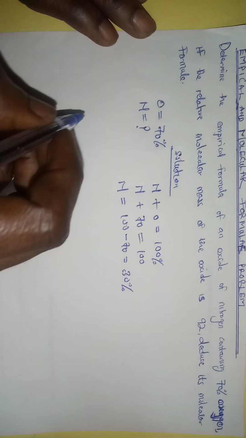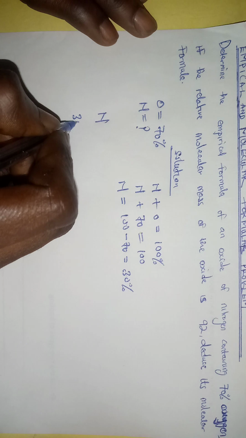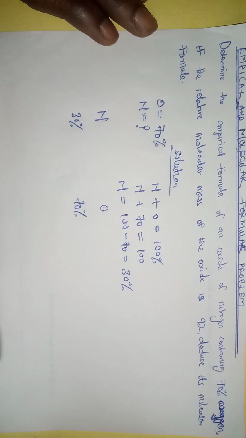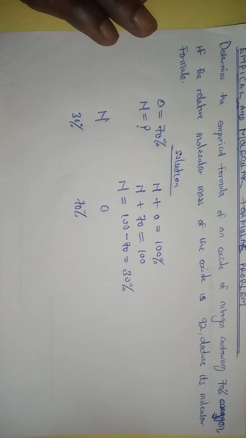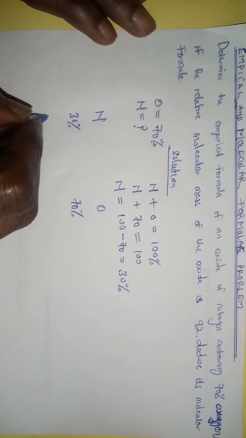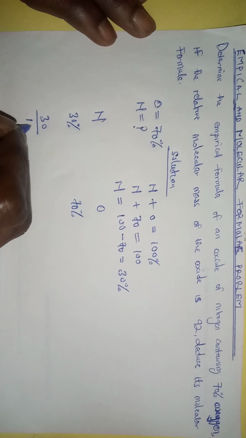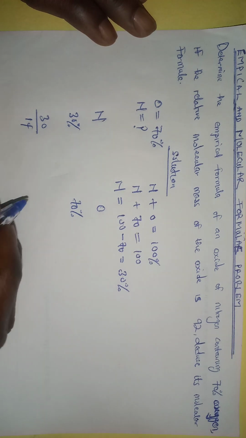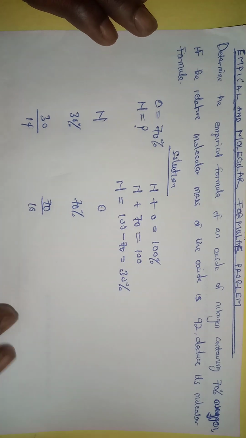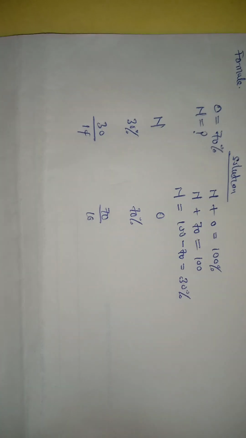So now the percentage of nitrogen is 30%, and the oxygen is 70%. When it comes to this kind of question, the percentage is treated as mass, so you want to calculate their moles. Mass over molar mass: 30 divided by 14, where 14 is the molar mass of nitrogen, and 70 divided by 16.